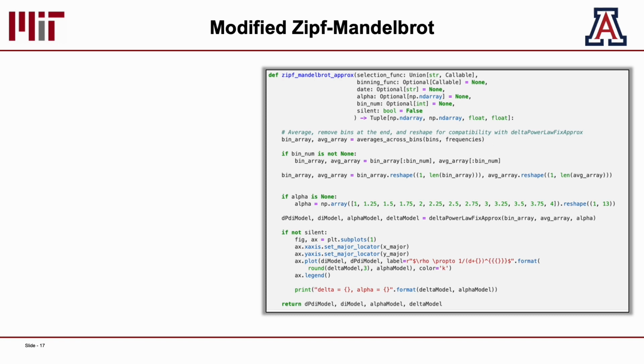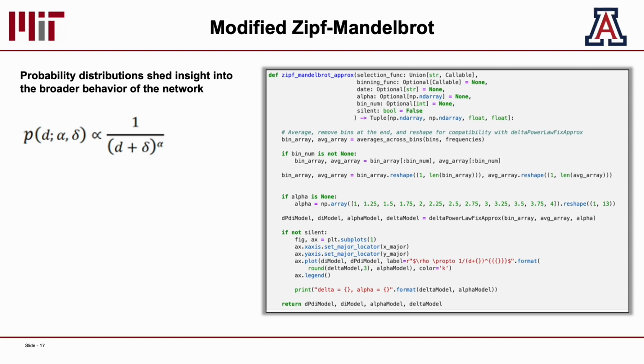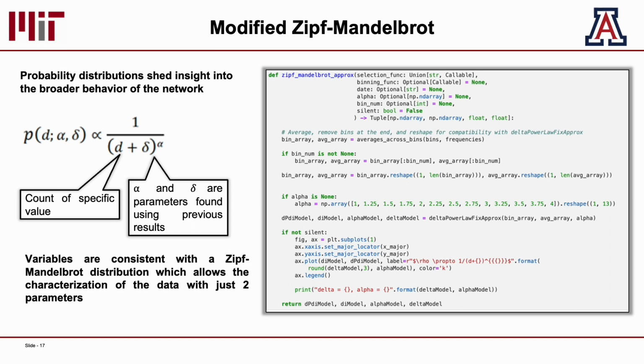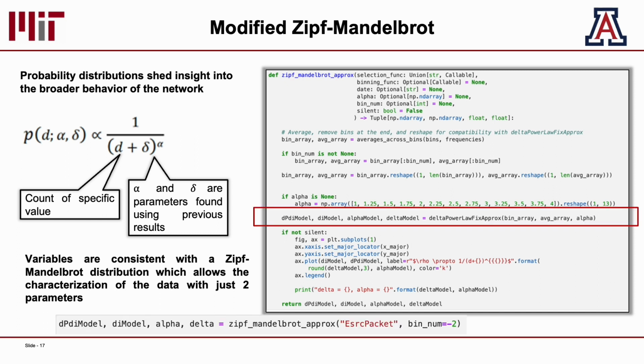The next step was to use probability distributions for better insight. Previous work with this data shows that heavy tail distributions are very common and emerge often. This probability distribution sheds insight into the broader behavior of the network. We can examine the distribution of value frequencies using robust selection criteria. Heavy tail statistical distributions verify time-independent statistical phenomena and illustrate the general applicability of the Zipf-Mandelbrot model. This particular modified model allows the characterization of data with just two parameters.